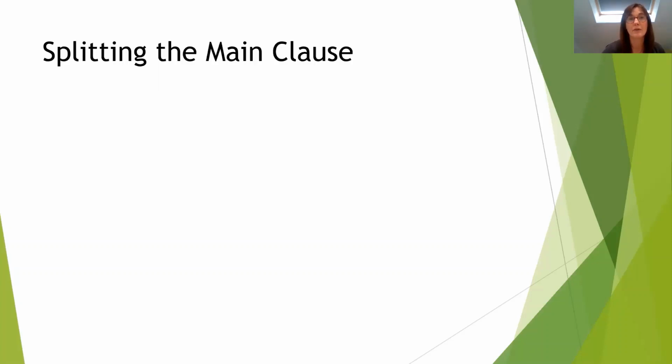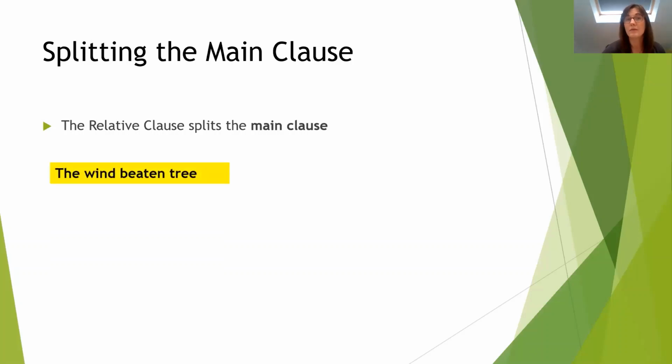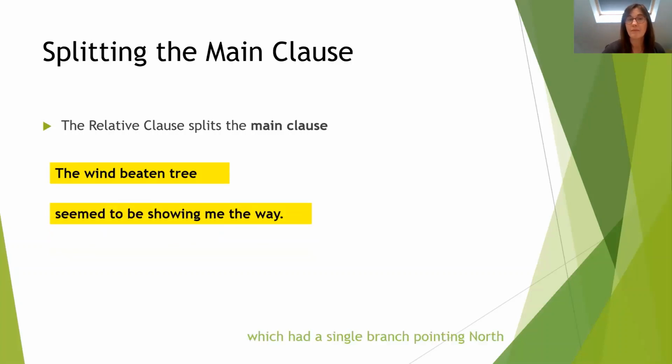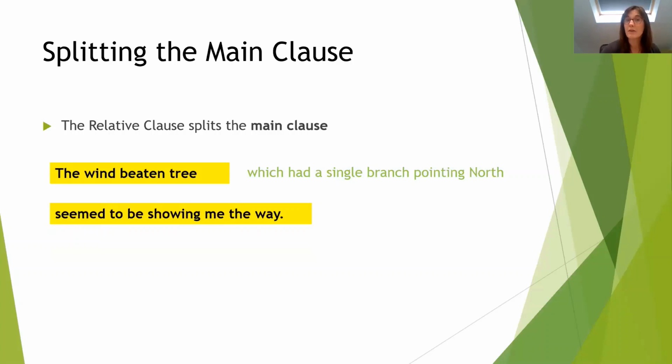Splitting the main clause. The relative clause splits the main clause. For example, the wind-beaten tree seemed to be showing me the way. That's your main clause. Which had a single branch pointing north, that's your relative clause, and it has split the main clause.